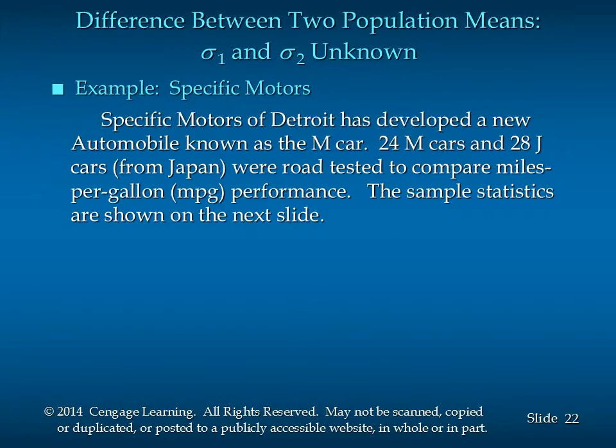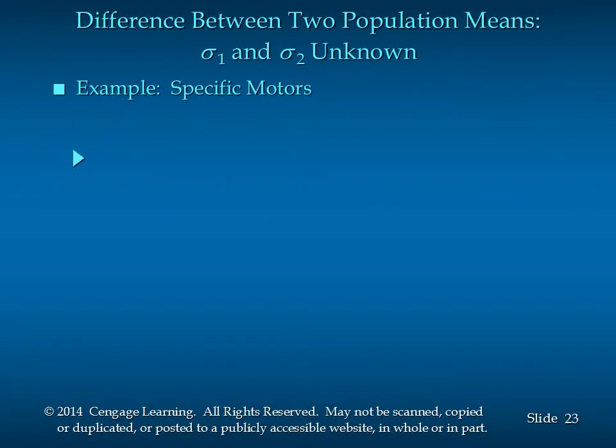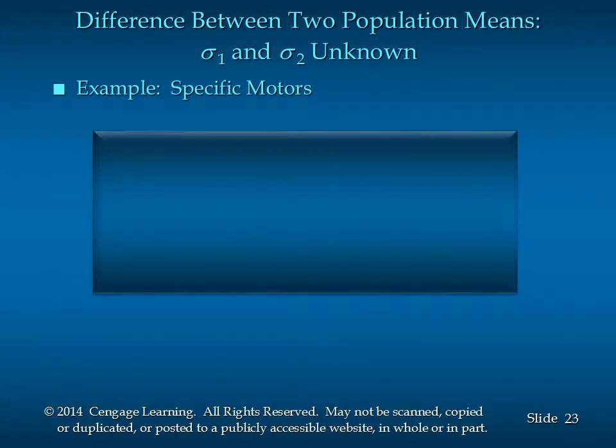Let's take an example. A company in Detroit, Specific Motors, General Motors or something, I guess. They have 24 M cars and 28 J cars, and they want to compare miles per gallon. And here are the numbers that were generated.